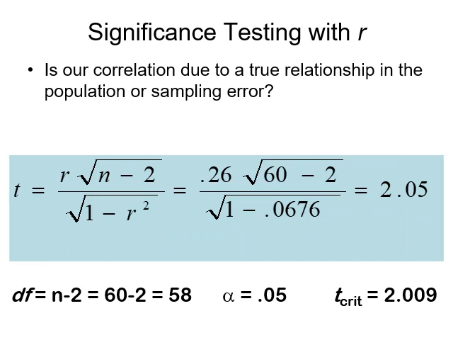So in this particular case, we have an N of 60, and we have an R of 0.26. So we take 0.26 times the square root of 60 minus 2, and we divide it by the square root of 1 minus 0.06276, that's R squared, and we get a T of 2.05. Our degrees of freedom in this case for this test is N minus 2, so 60 minus 2 is 58. Our alpha is set at 0.05, and we find out that the critical T for an alpha of 0.05 with a DF, degrees of freedom, of 58 is 2.009. We found 2.05, slightly above, so it is statistically significant.